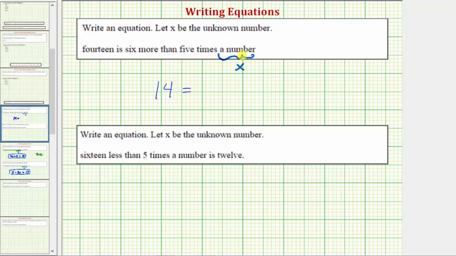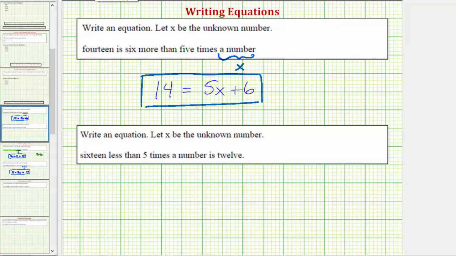6 more than 5 times a number, or 6 more than 5 times x. Well, we know 5 times x would be 5x, so we begin with 5x, or 5 times a number, but because we want 6 more than 5 times x, we need to increase 5x by 6 by adding 6. The expression 5x plus 6 means 6 more than 5 times a number. And therefore the equation for 14 is 6 more than 5 times a number is 14 equals 5x plus 6.